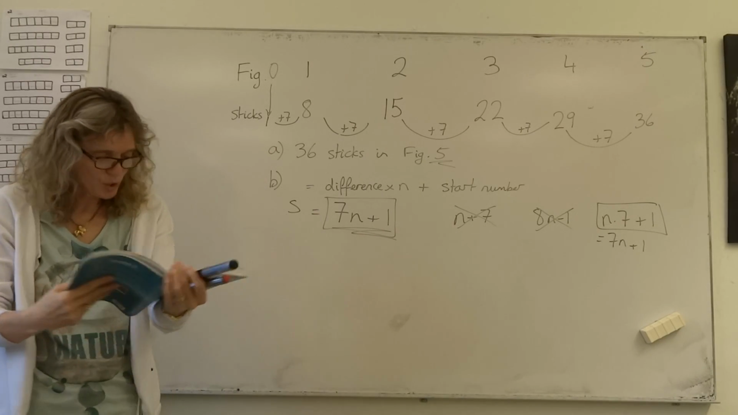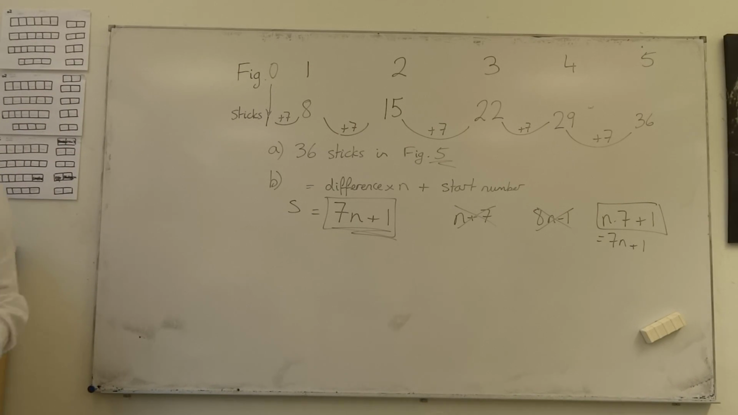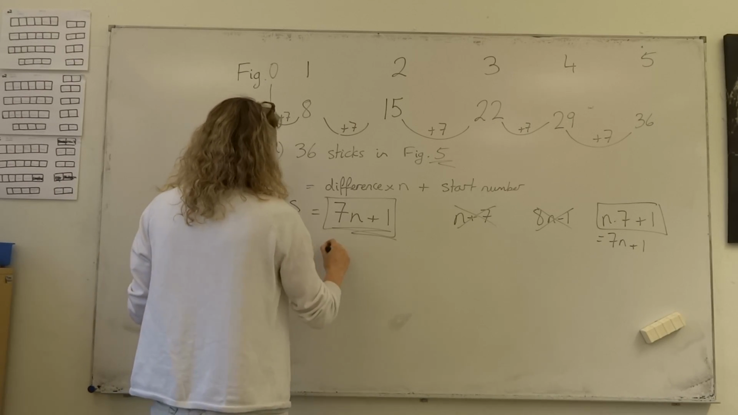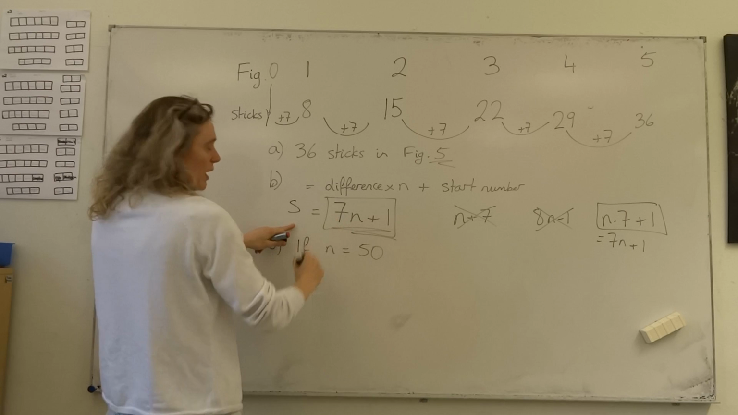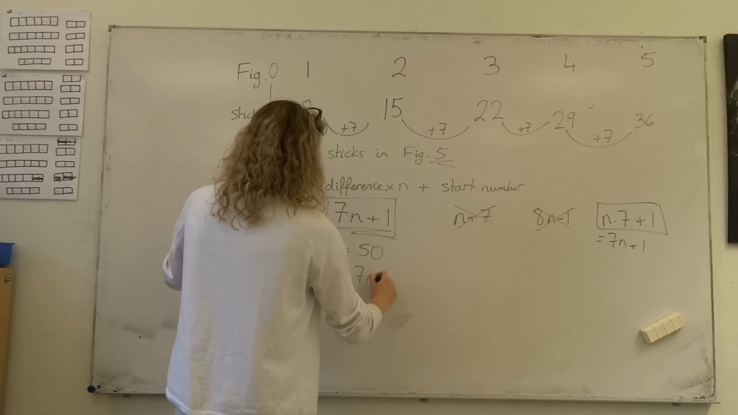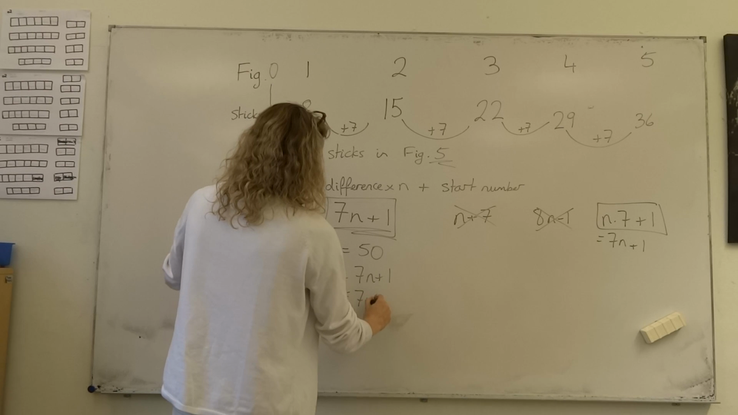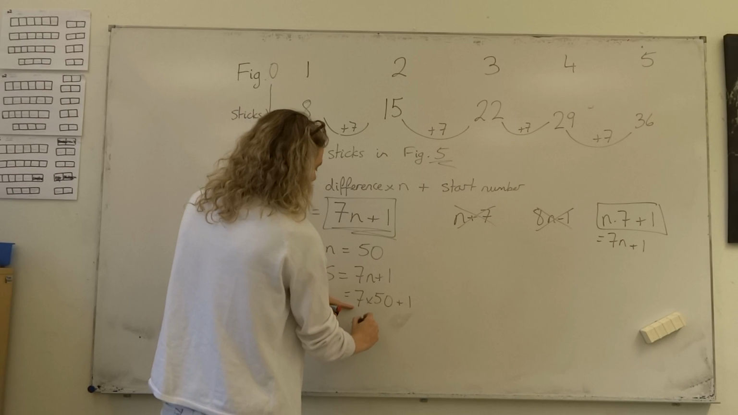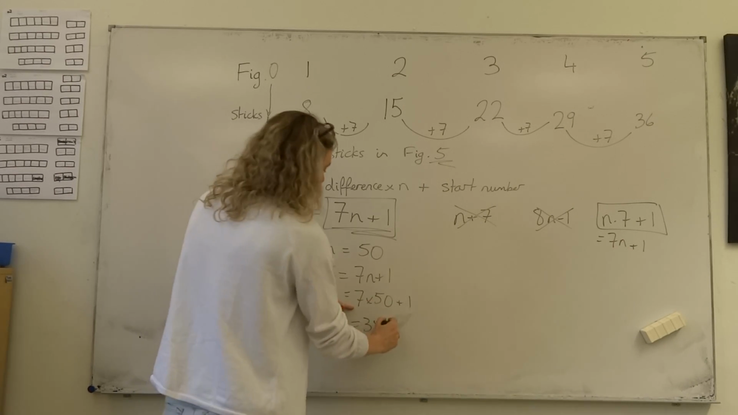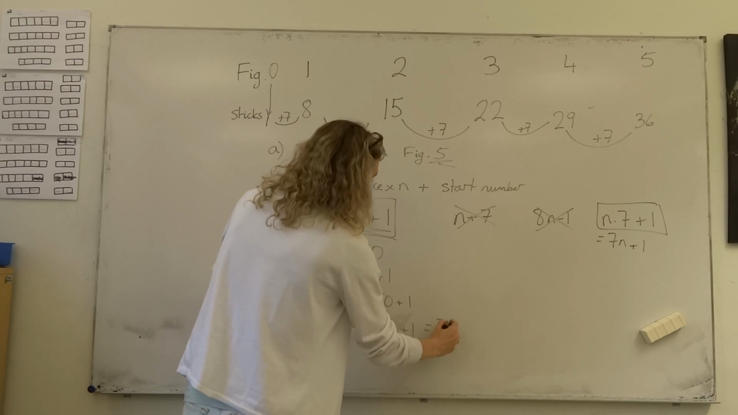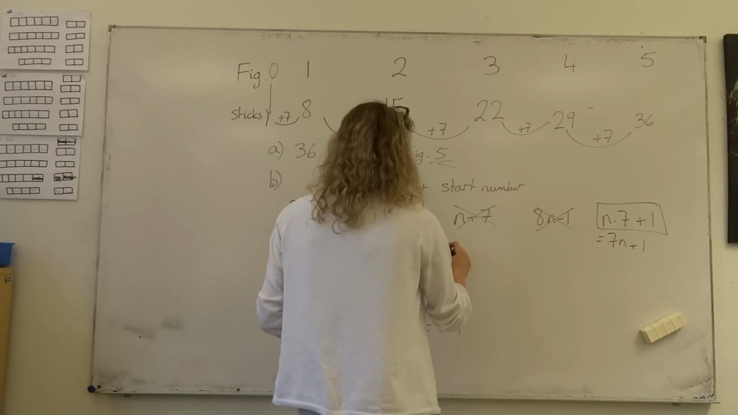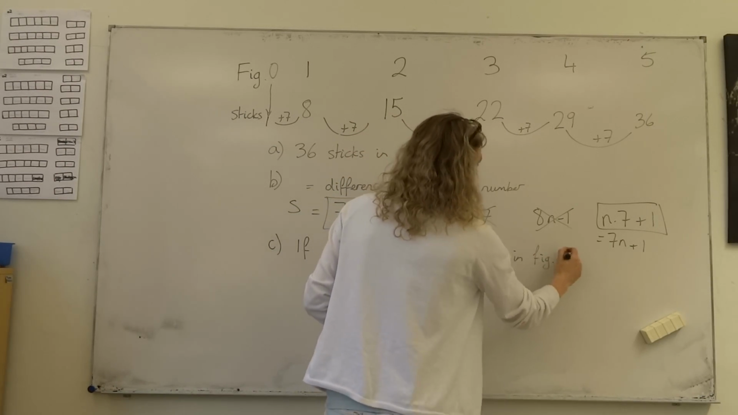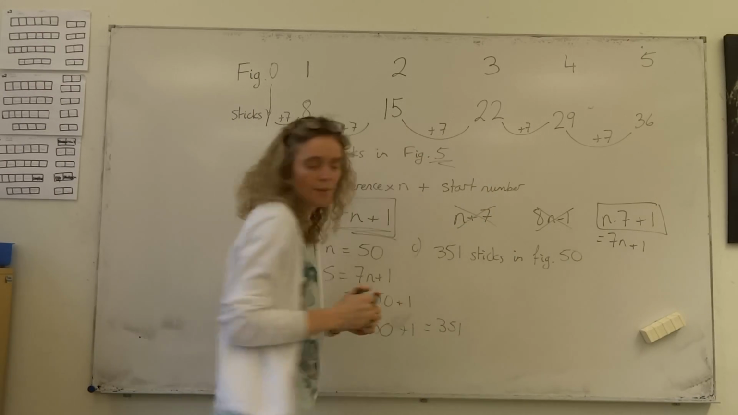Then it says, use a suitable expression and calculate the number of sticks in figure number 50. So if n equals 50, we have the formula S equals 7n plus 1, which is 7 times 50, because n equals 50, plus 1. 7 5s are 35, so 7 times 50 will be 350, plus 1 equals 351. So there will be 351 sticks in figure 50. That's the answer to C.